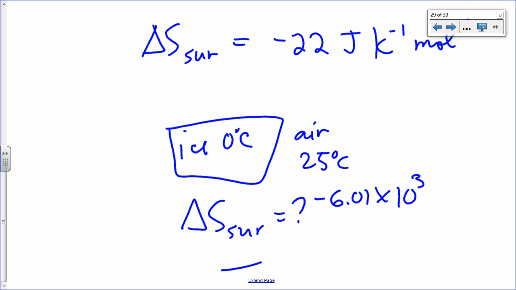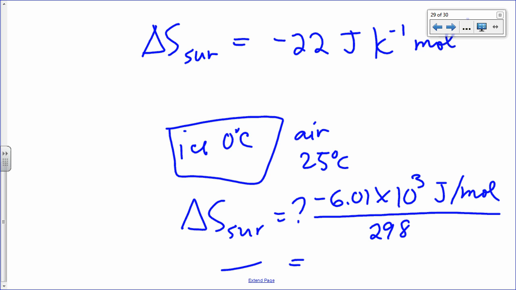Negative 6.01 times 10 to the third joules, okay, per mole, divided by, what's the temperature this time of your surroundings? Instead of dividing by 273, you divide by 298. What would that give you? A smaller negative number, right? It's not going to be negative 22 anymore. Negative 20 joules per Kelvin per mole.